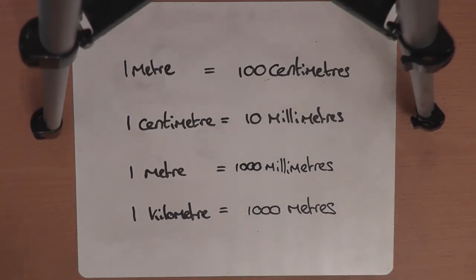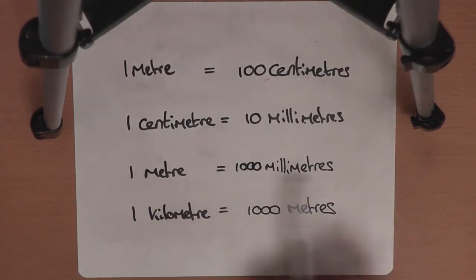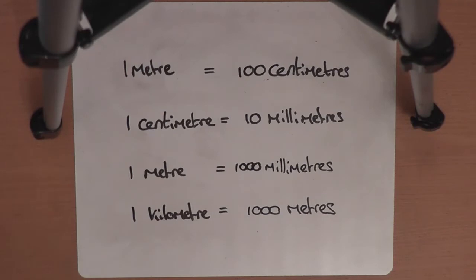But actually that's 4 facts, and really we only need to know 2 of them. One comes from a definition, one comes from counting on a ruler, this one comes from putting those previous 2 together, and this last one, maybe we do just have to know that and remember that 1 kilometre is 1,000 metres.